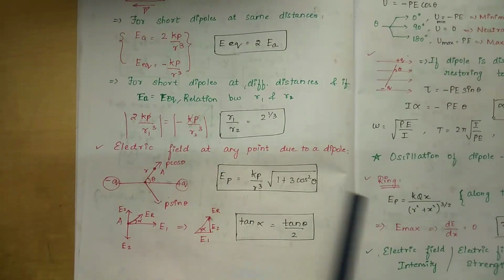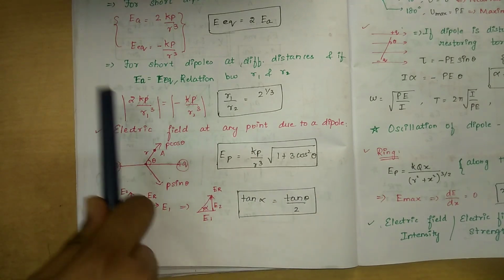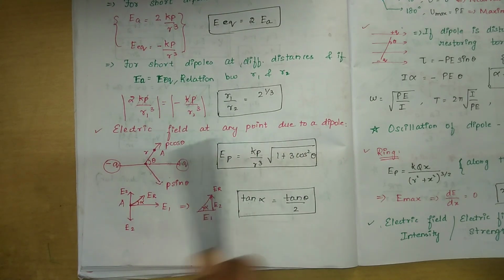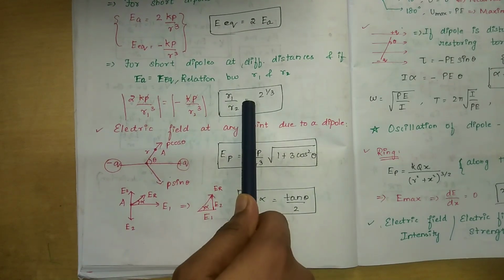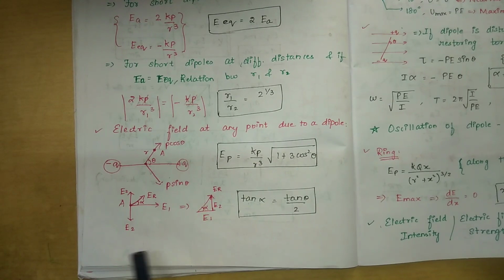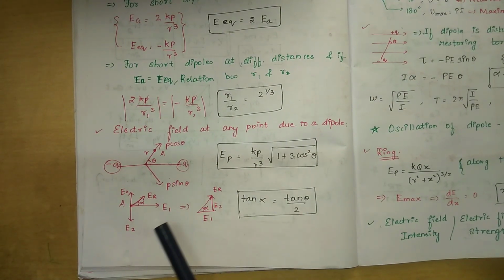Then for short dipoles at different distances r1 and r2, you take the axial and equatorial electric fields as equal, and the relation between r1 and r2 is what they are asking for. So equate both and you will get r1 divided by r2 equal to 2 power cube root of 2.